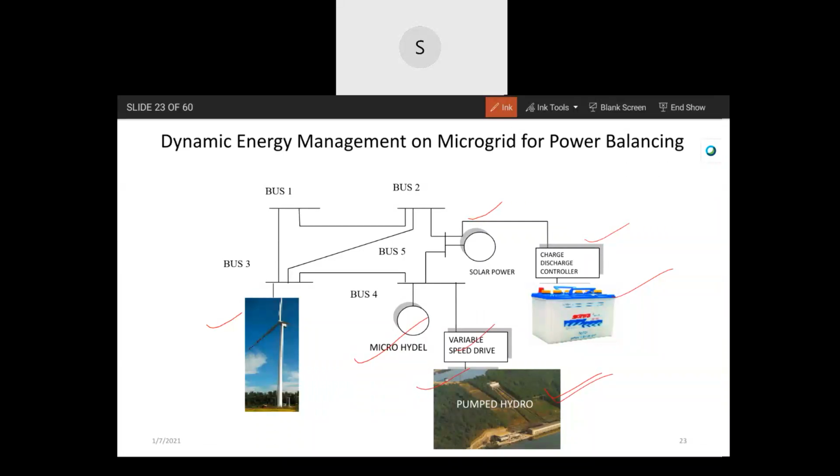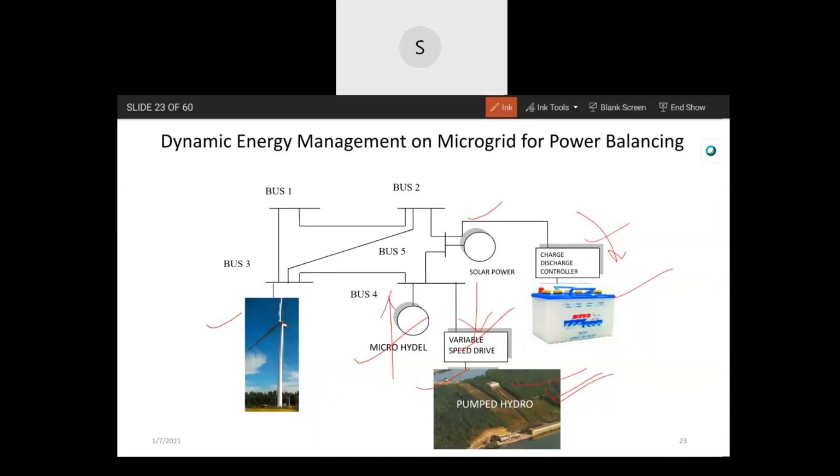And there should be a variable speed drive, seeing what the frequency change or power balancing is here. If it's an AC system, you can do that by sensing the frequency. So that is stored charge or discharge. For pumped hydro, you can only charge it. You cannot discharge it. That discharge is from the micro hydro. And for the battery, the charge discharge control can be done that way.